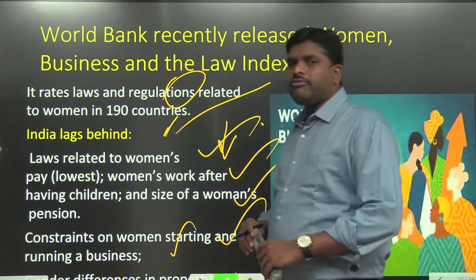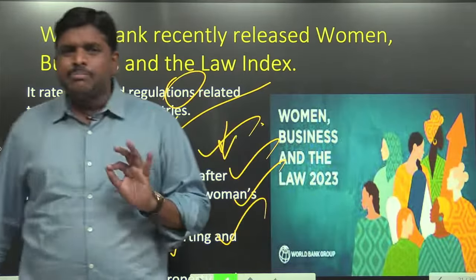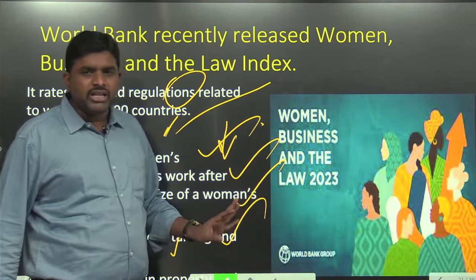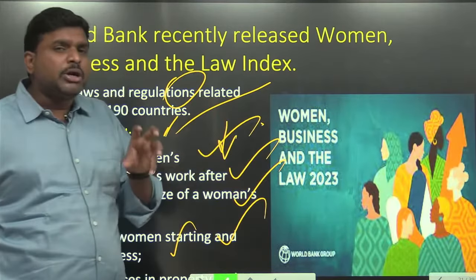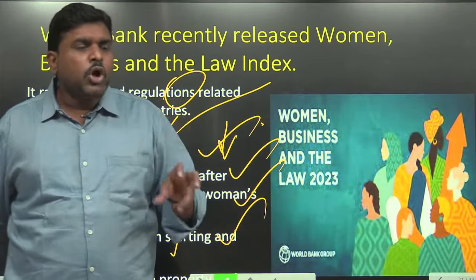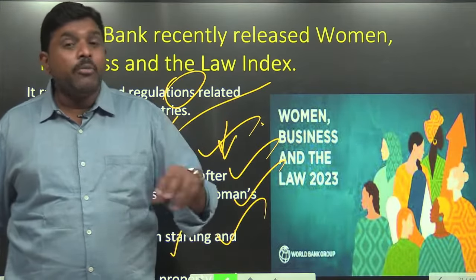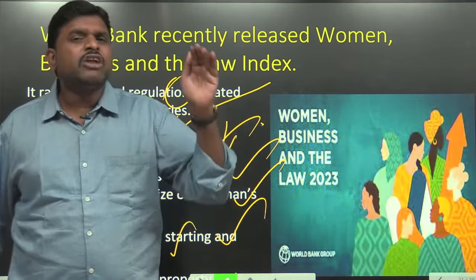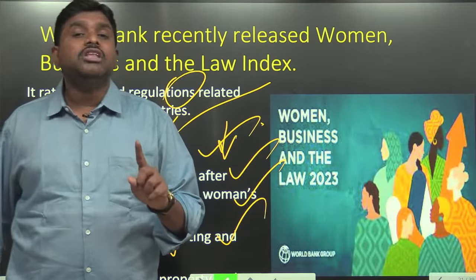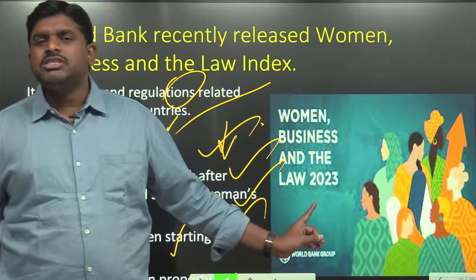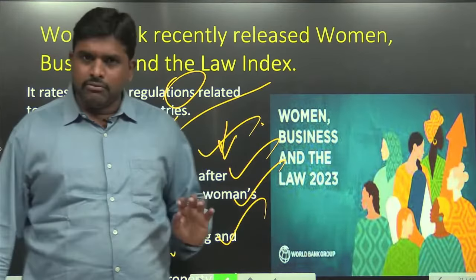So from the prelims point of view, who releases the report called Women, Business and the Law 2023? With respect to women's participation in startups, in the economy, women's salaries, and women's pensions, we are very, very low compared to the rest of the world. Hence we are underperforming in Women, Business and the Law, which is released by the World Bank.